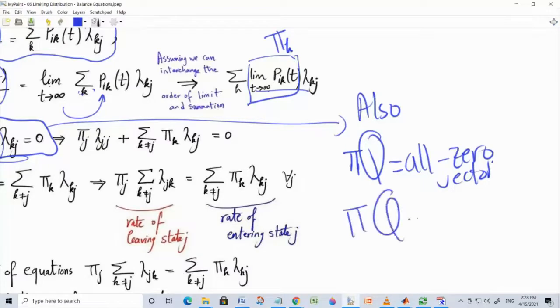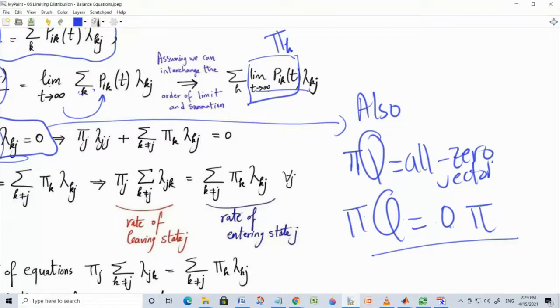Okay, which I can write as pi Q is equal to 0 multiplied by pi. So again, remember Q has an eigenvalue of 0 because the sum of each row is equal to 0, and Q has an eigenvector corresponding to 0. This is guaranteed in the finite state space case. And if you have an irreducible chain, it will also be guaranteed in the infinite state space case once you have at least one positive recurrent state.